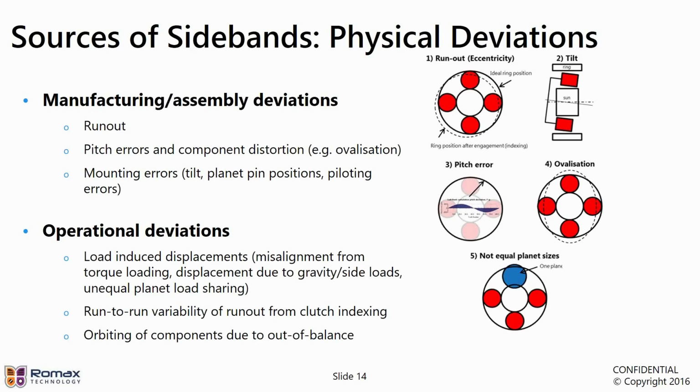And so that means you might see a different set of sidebands one time when you're in a particular gear state than another time when you're in the same gear state. It can vary each time. And when we're looking at very high speeds, we've got quite large inertias whizzing around at high speeds, so you can get orbiting of components due to out of balance, which is another possible source of this kind of sideband.